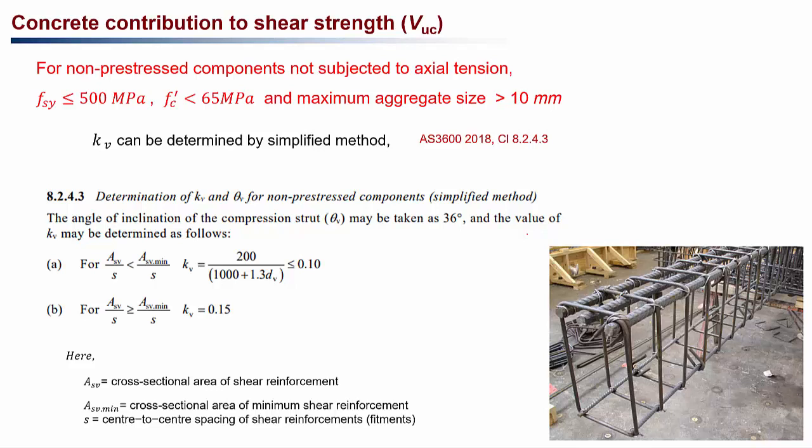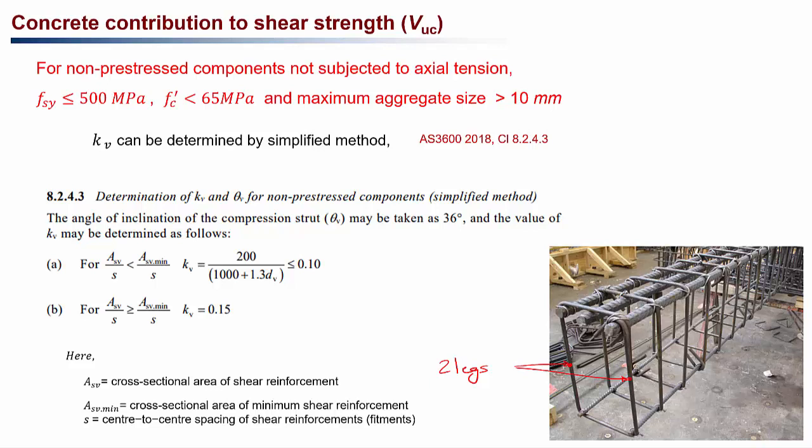Now in this simplified method, the KV is given as one of these two. If ASV is less than ASV min, here ASV stands for the cross-sectional area of the shear reinforcement. For example, in this beam, in the cross-section, the shear reinforcement has two legs. So the cross-sectional area of this plus this one is ASV, that is the cross-sectional area of the shear reinforcement.